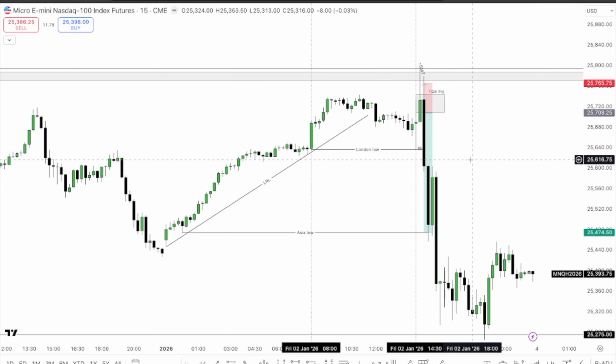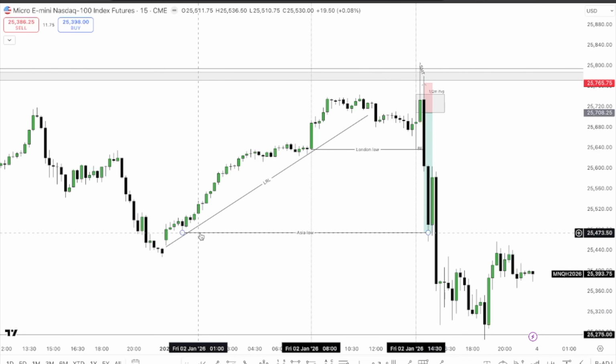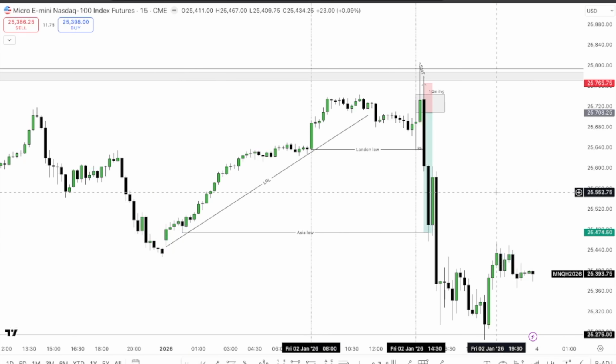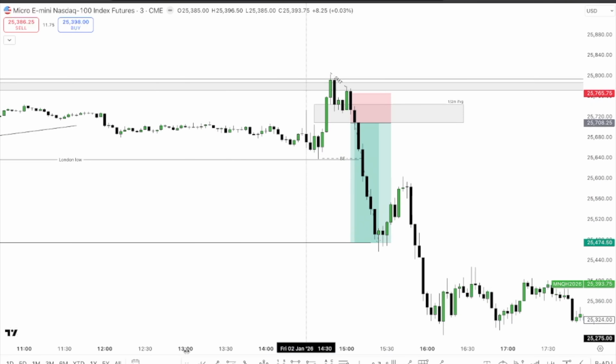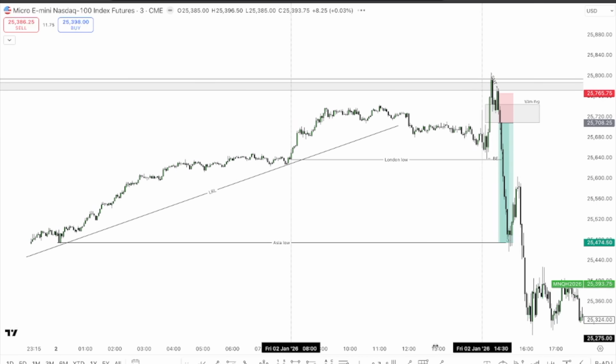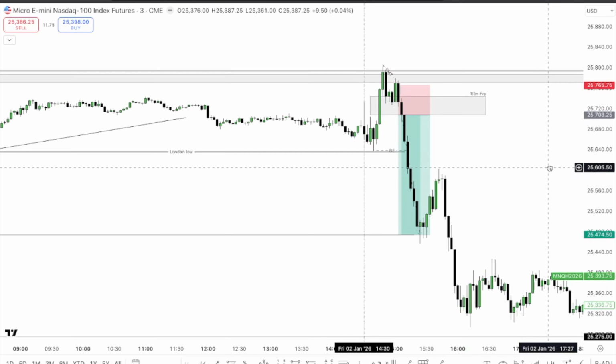Again, as you can see here, if you had left a runner at London low, you could have TP'd fully at Asia's low, as the next 15-minute candle absolutely slammed through it and mitigated more or less all of the daily leg that had built up.